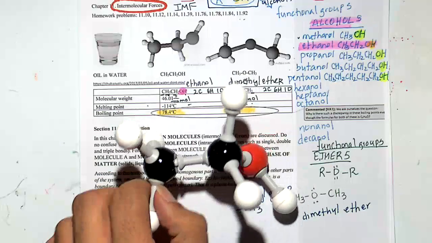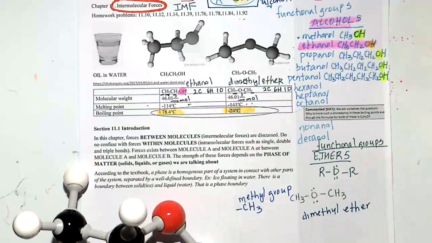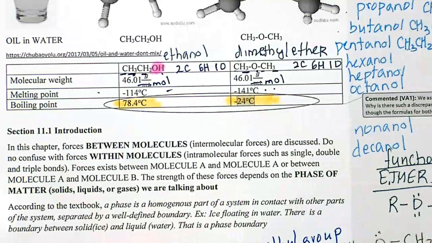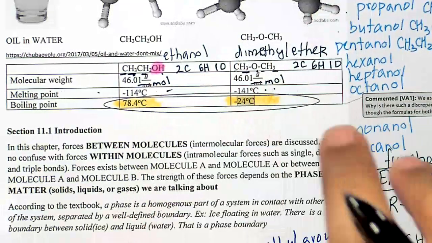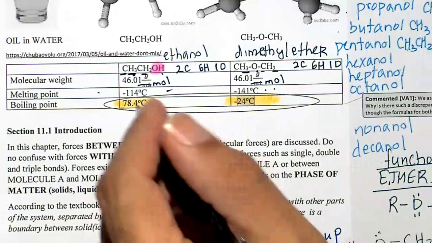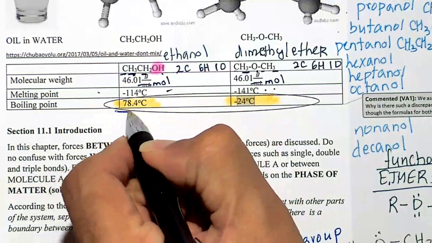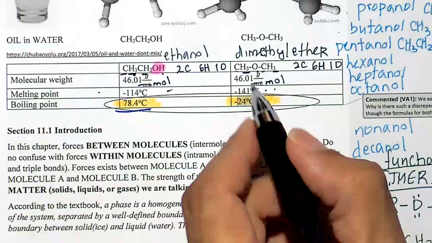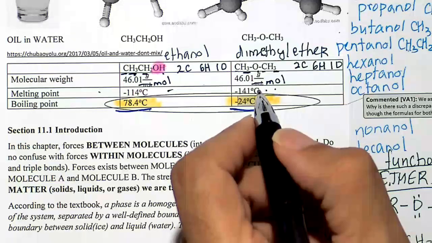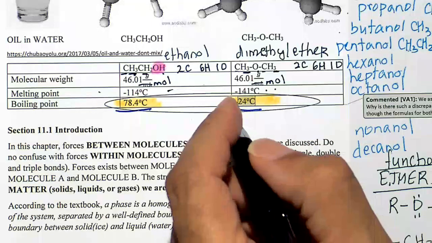Another functional group. They're both the same thing, they just shuffled the atoms around, a different arrangement of the atoms. Both have 2 carbons, both have 6 hydrogens, both have 1 oxygen. But check this out. One of them has a boiling point of 78.4 degrees. The other one has a boiling point of minus 24 degrees C. So why is that?